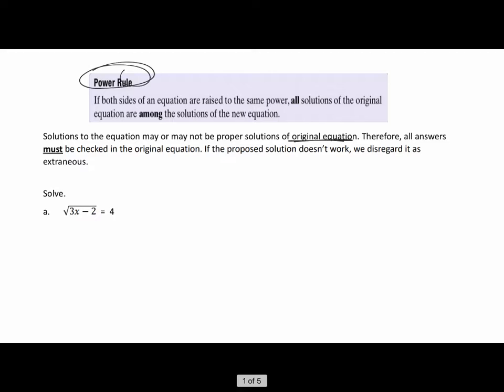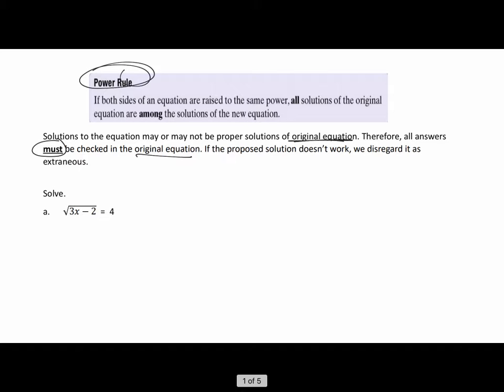Therefore, all answers must be checked in the original equation. And if a solution doesn't work, then we're just going to disregard it as an extraneous solution, which means it's not a solution to the original equation. So the important thing about the power rule is you're raising the entire side.